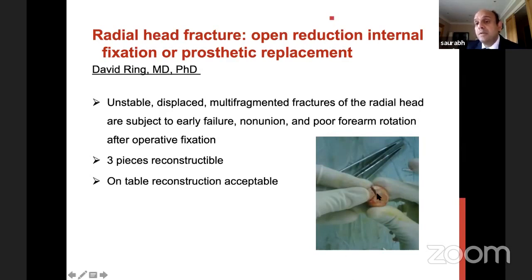So two things here: one is orientation, second is vascularity. Third, up to 3 pieces you can reconstruct. Beyond that, it's a bit difficult. Important, fix it well enough to allow the patient to move the elbow. No point fixing a radial head and then putting them in a plaster for 6 weeks. It defeats the purpose. The elbow becomes very stiff.